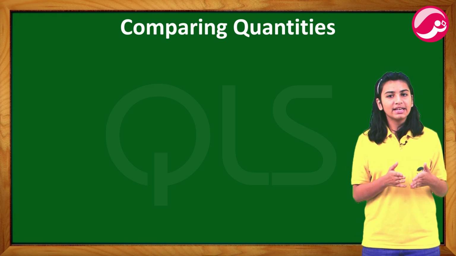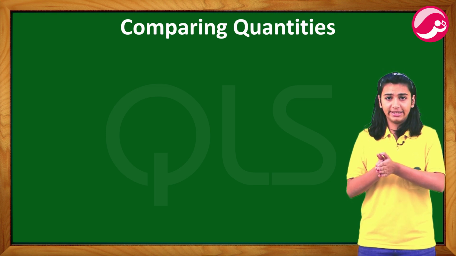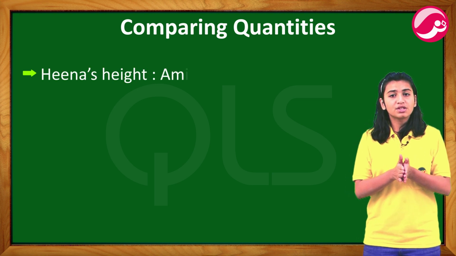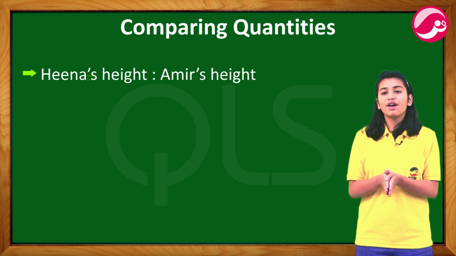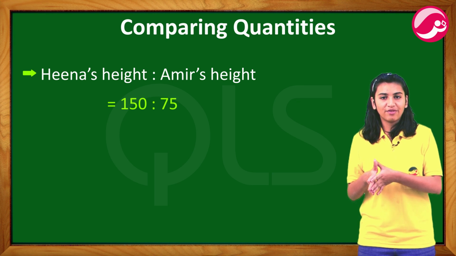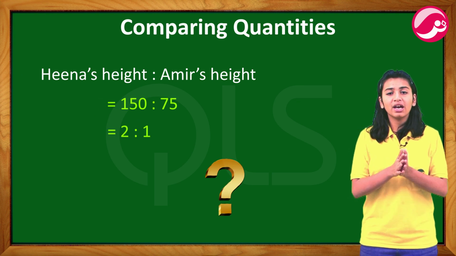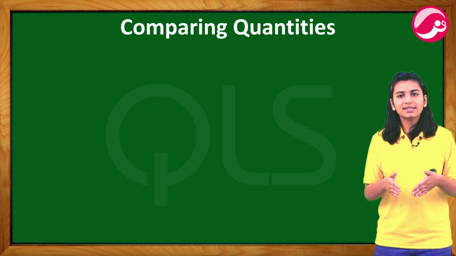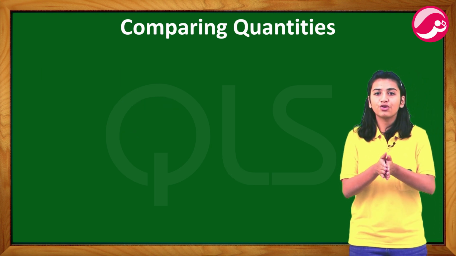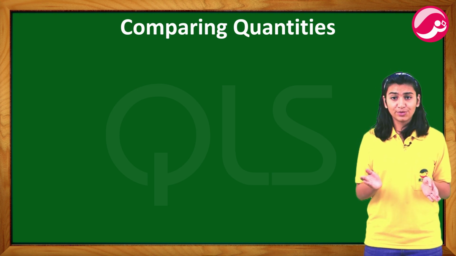Now in the given cases we write the ratios of the height. Hina's height is to Amir's height is 150 is to 75 or 2 is to 1. Can you now write the ratios of the other comparisons? These are relative comparisons and could be the same for two different situations.